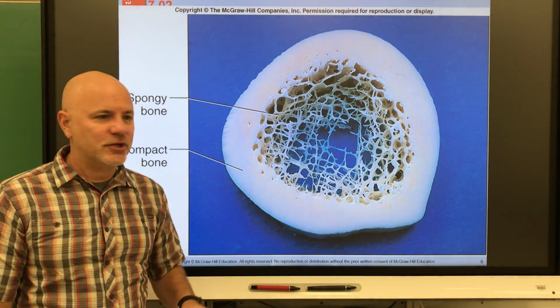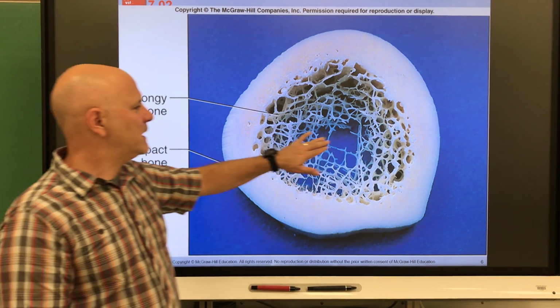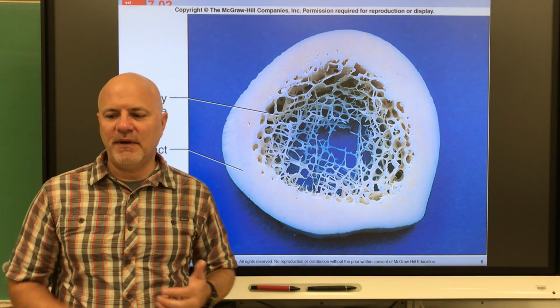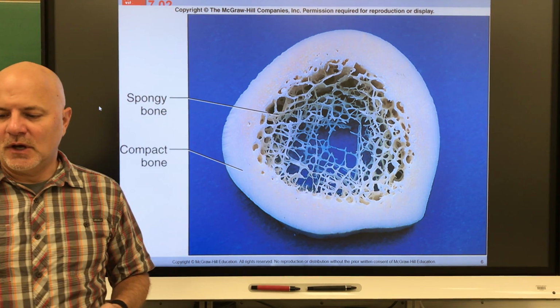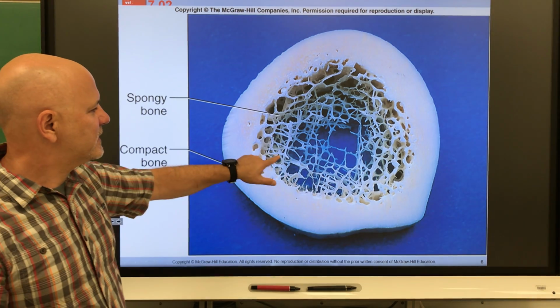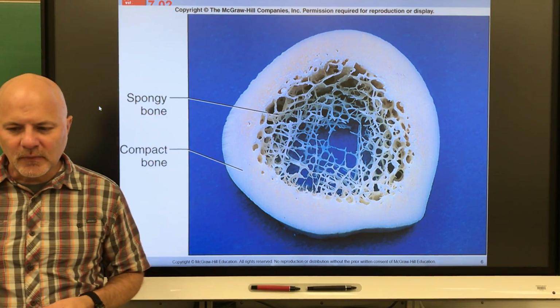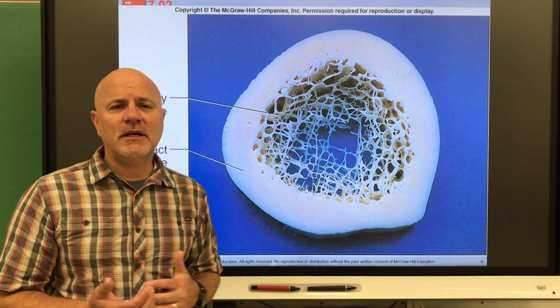If we go back to this picture here, you can see that compact bone on the outside. And then on the inside, you see this very porous bone, and that is spongy bone. So this is a type of bone that is made of many bony branching plates. So these little bony branching plates. All right, so it's very porous, and it's there to lighten the bone.